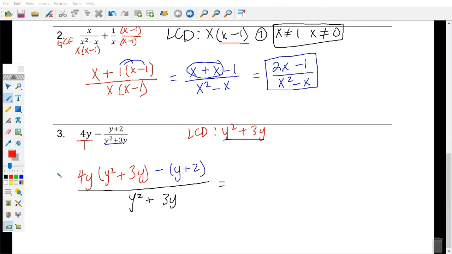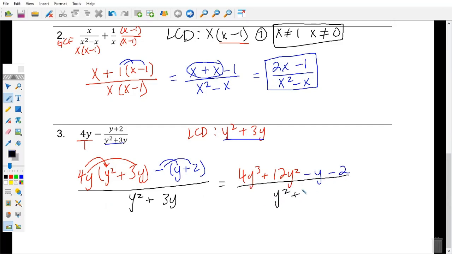So now we're just going to distribute and combine. 4y times y squared is y to the third power, right? 4y times 3y is going to give us 12y squared. Now we're going to distribute. Negative times positive is a negative y. And a negative times positive is going to make it a negative 2. And this is all over y squared plus 3y.